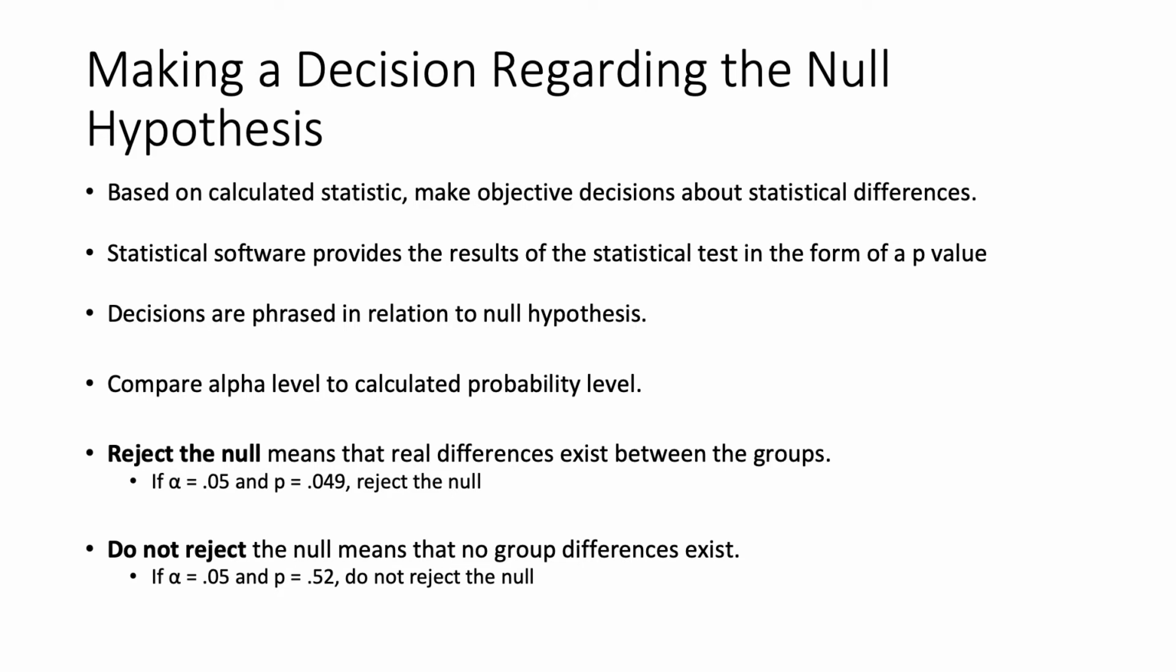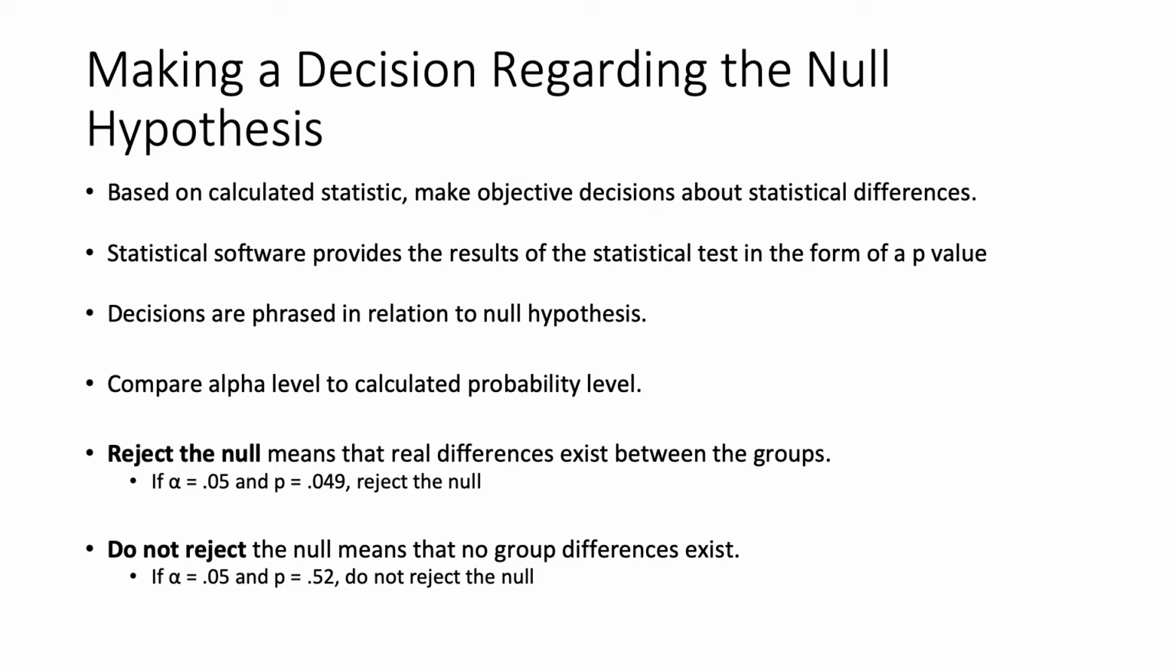Once you have analyzed the data, you will need to make the decision to either reject the null hypothesis or not. The statistical software such as SPSS will provide the results of the statistical tests in the form of a p-value. And with this, you will need to make a decision based on the alpha level. The p-value indicates the probability that random error caused the sample differences that are observed. If the p-value is equal to or less than the alpha level, you will reject the null hypothesis and conclude that there are significant differences between groups.